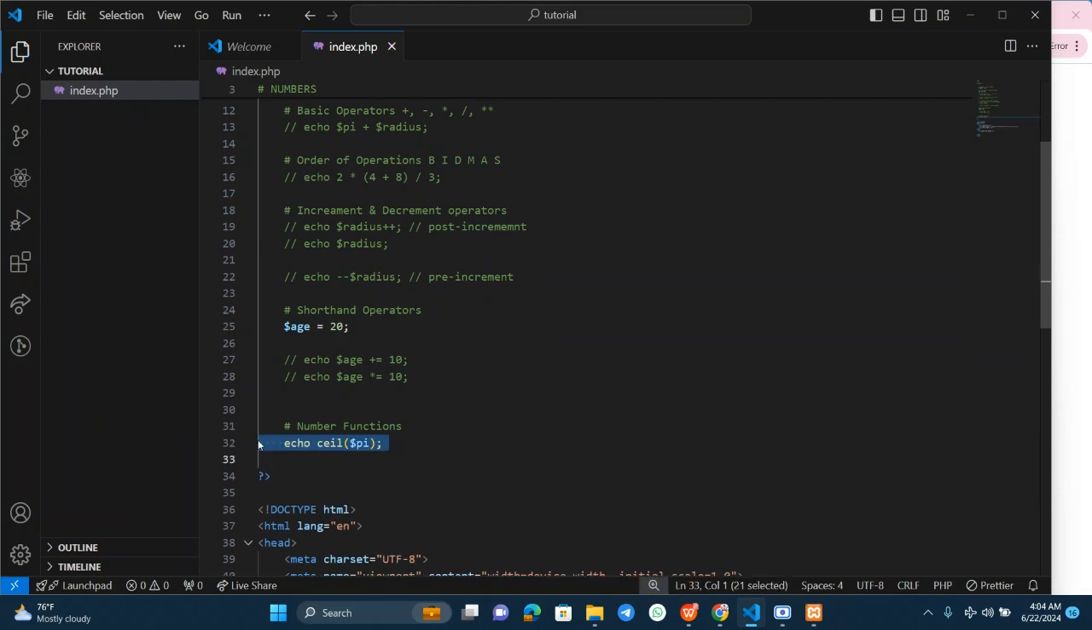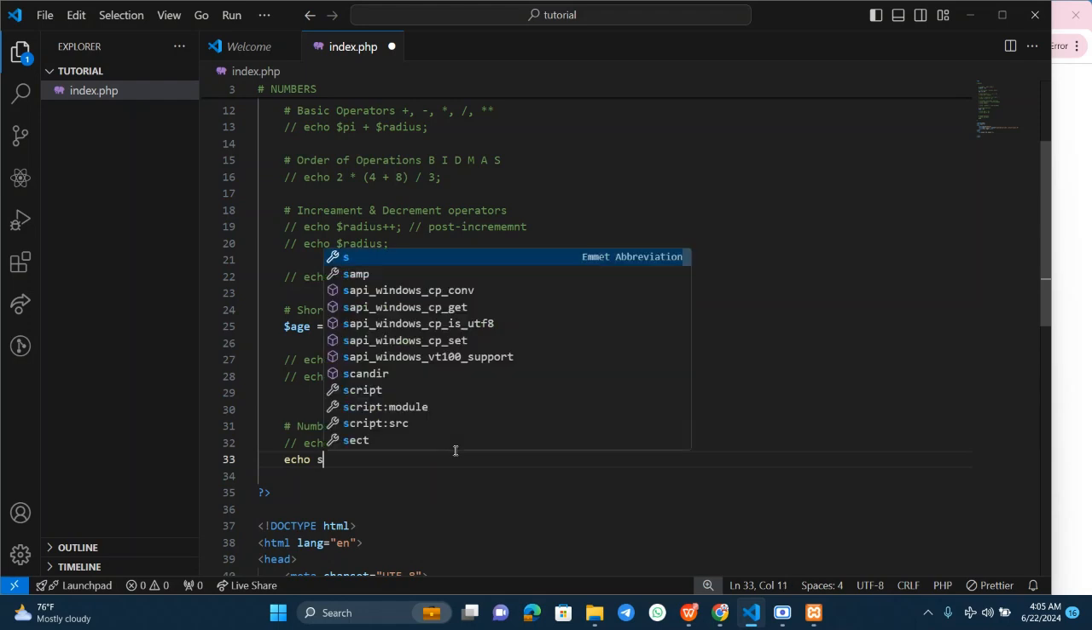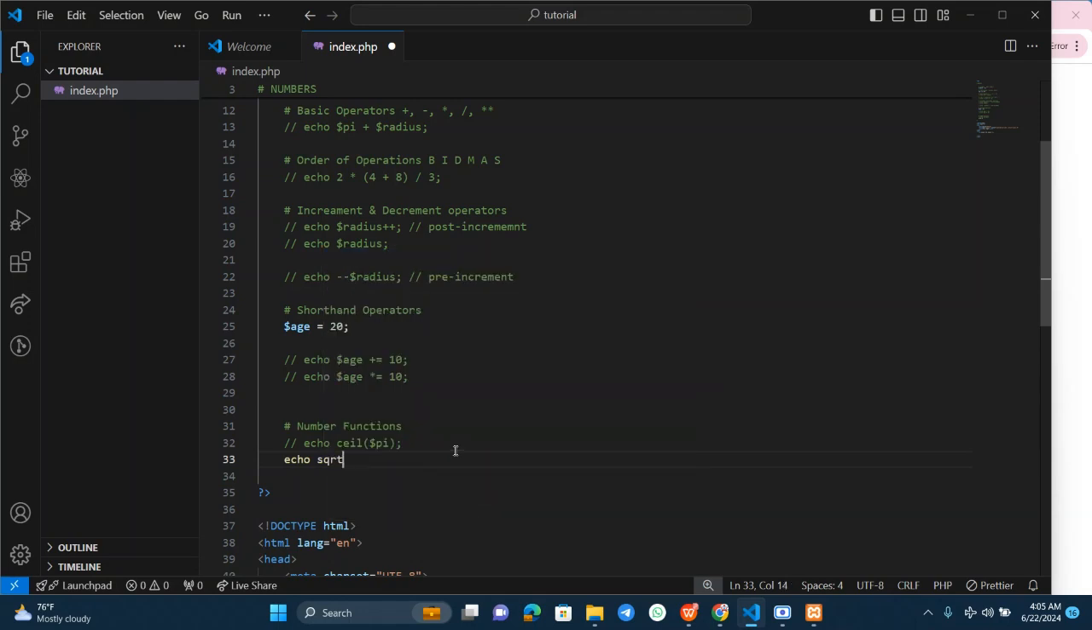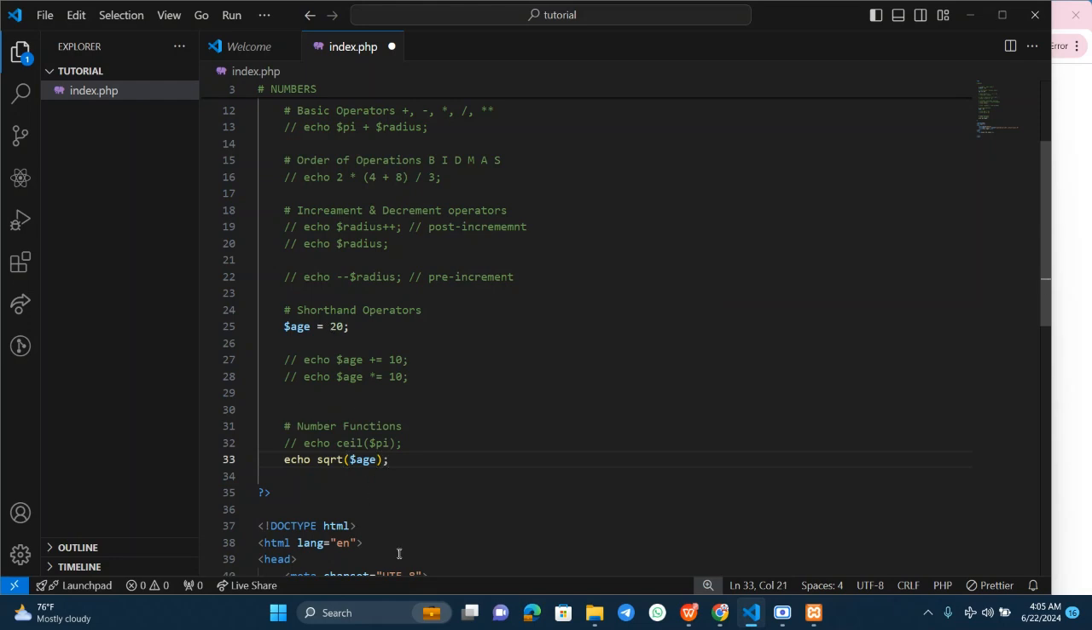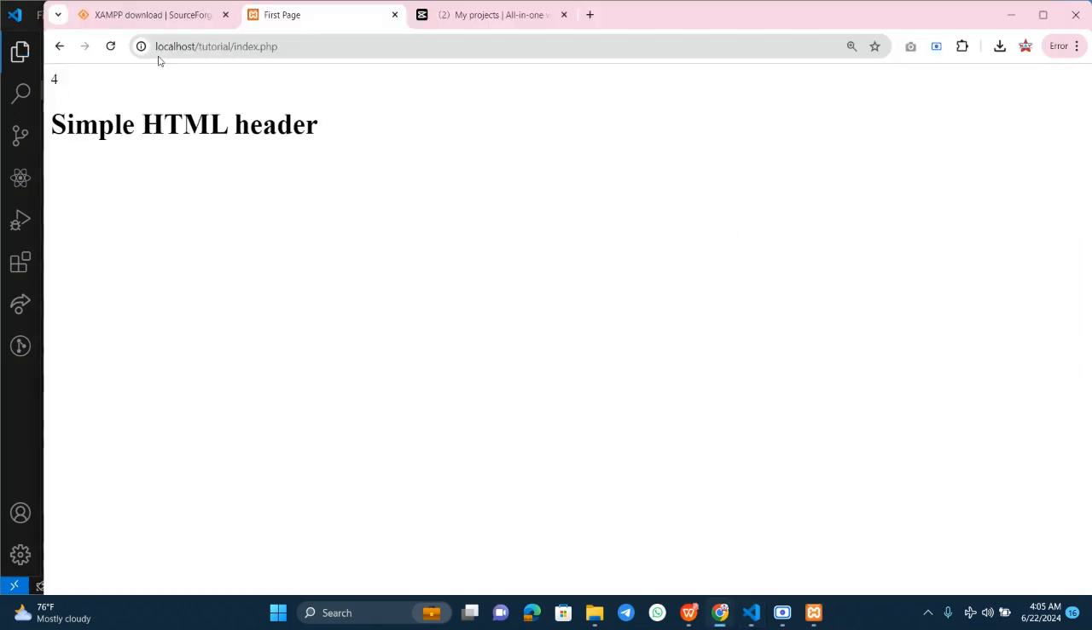Let me comment it out. We have another type of function, which is some mathematical function like square root, sqrt. This is actually a function also. You just pass in the argument, square root of, let me say, age. Square root of age is square root of 20, so I think that's going to give me some decimal. Can you see, it's calculated it for me?